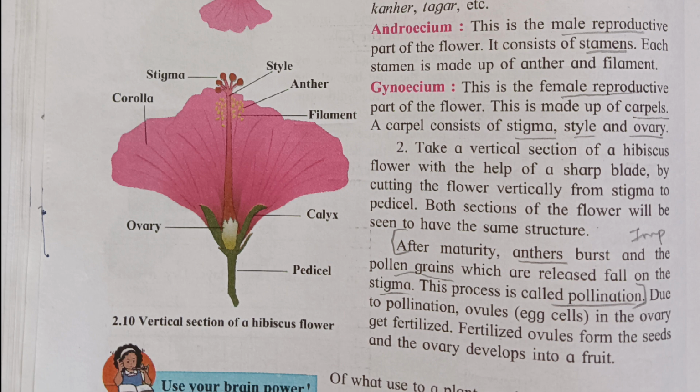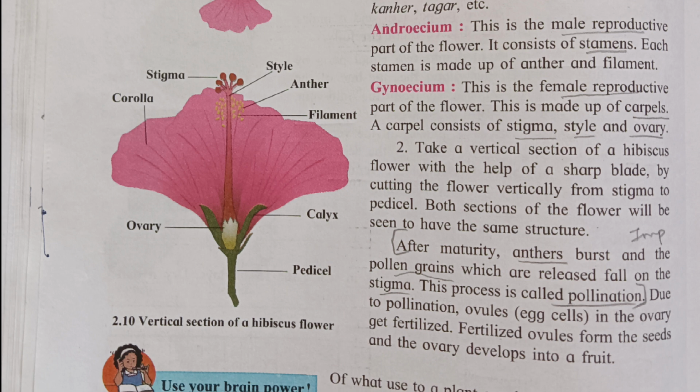Take a vertical section of a hibiscus flower with the help of a sharp blade. By cutting the flower vertically from stigma to the pedicel, both sections of the flower will be seen to have the same structure. After maturity, the anther bursts and the pollen grains which are released fall on the stigma. This process is called pollination. Mark this definition of pollination. It is a very important definition.